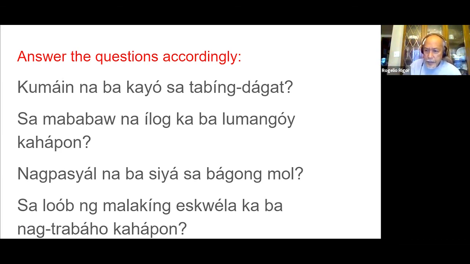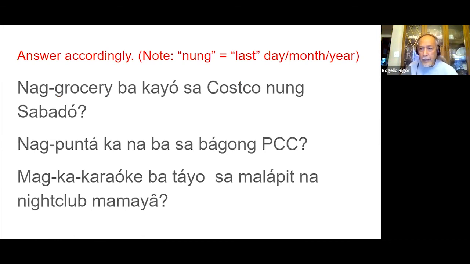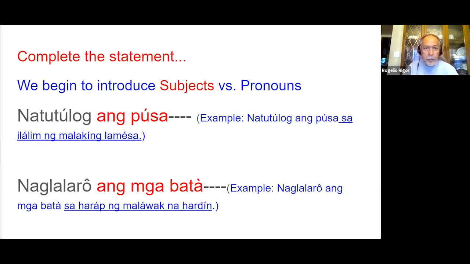So these are the exercises that you are going to have in your worksheet. And we will continue. And then, of course, I will add the complete the sentences here. Natutulog ang pusa. This is where I now introduce subjects instead of pronouns, right? Here you're saying ang pusa, ang mga bata, instead of pronouns. And for object, we don't have it in Tagalog. We just put sila, yung mga. We don't have the pronoun it.